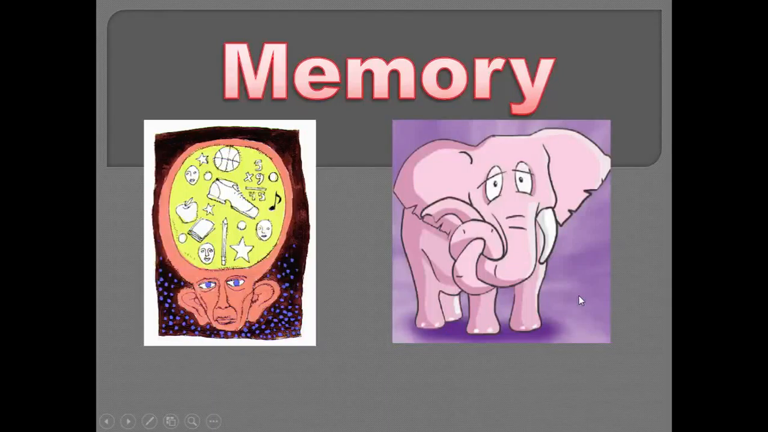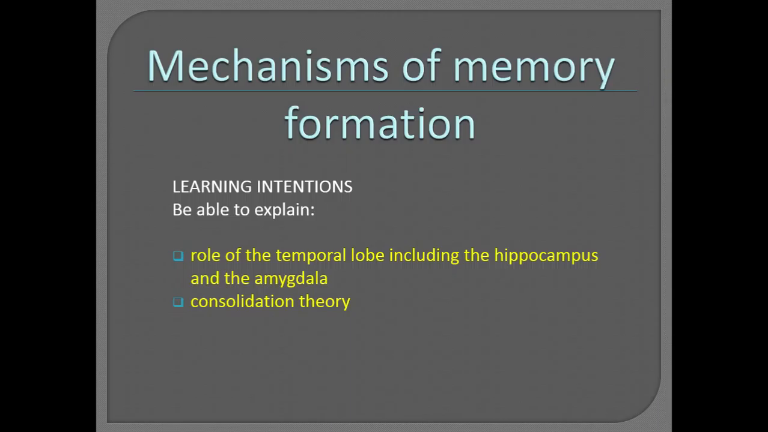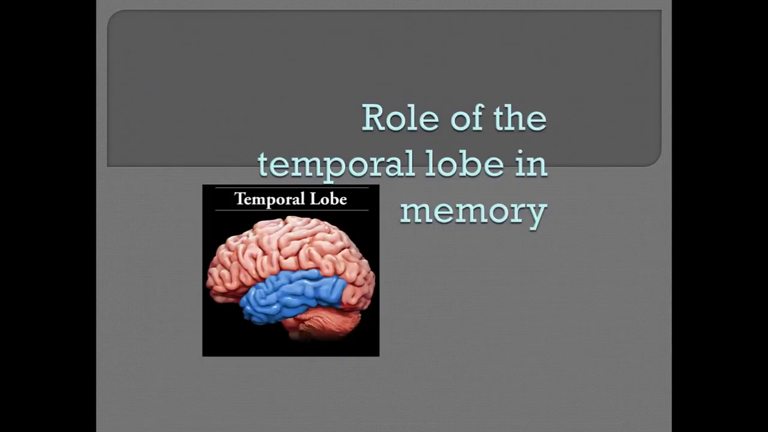Okay, welcome to the second video on memory. Specifically, we're looking at the physiology of memory. This video is looking at the role of the brain in memory formation. There are three parts of the brain we need to be able to describe in this section: the temporal lobe, the hippocampus, and the amygdala, which live deep in the temporal lobe. We're also going to look at the consolidation theory and what that is.